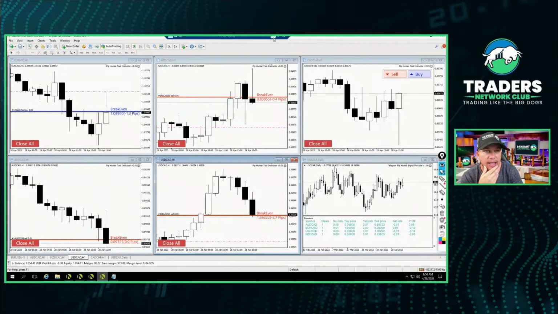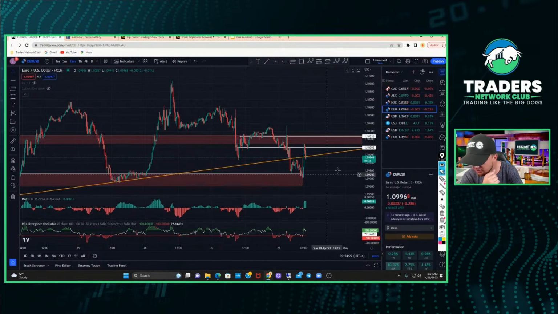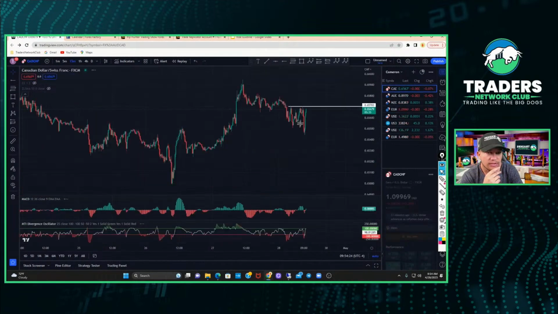And just like that, we're getting 4 trades today. We stayed away from the CAD Swiss. So we're going to go back to CAD Swiss and see if there are any opportunities there after some movement.